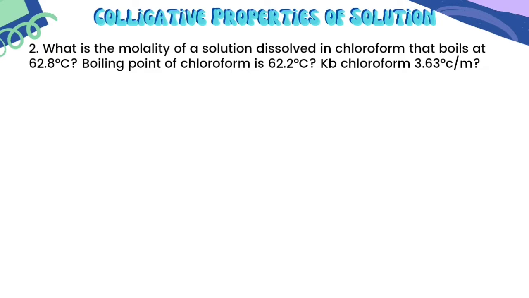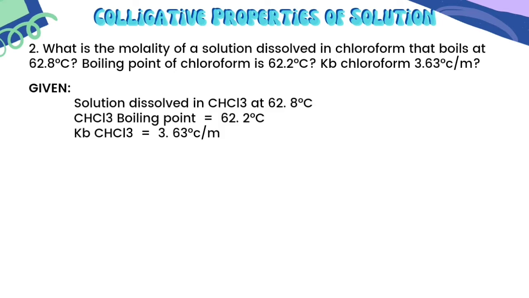Next problem states: what is the molality of a solution dissolved in chloroform that boils at 62.8 degrees Celsius, when the boiling point of chloroform is 62.2 degrees Celsius and the molal boiling point constant of chloroform is 3.63 degrees Celsius per molal? Again, the identified given is that the solution dissolved in chloroform boils at 62.8 degrees Celsius, T sub B is equal to 62.2 degrees Celsius, and K sub B is 3.63 degrees Celsius per molal. Now, let's calculate for the molality of the solution.